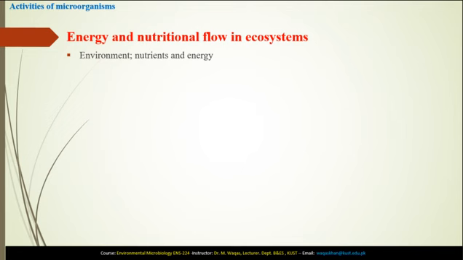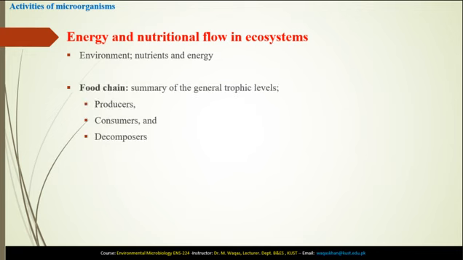The first one is energy and nutritional flow in the ecosystem. As you know, all living things must obtain energy and nutrients from the abiotic and biotic environment. This energy and nutritional relationship in the ecosystem can be described in a number of convenient ways. For example, the food chain or energy pyramid provides a simple summary of the general trophic levels, or simply we can say the feeding levels, designated as producer, consumer, and decomposers, and traces the flow and quality of the available energy from one level to another, from the producer to the consumer and the decomposers.